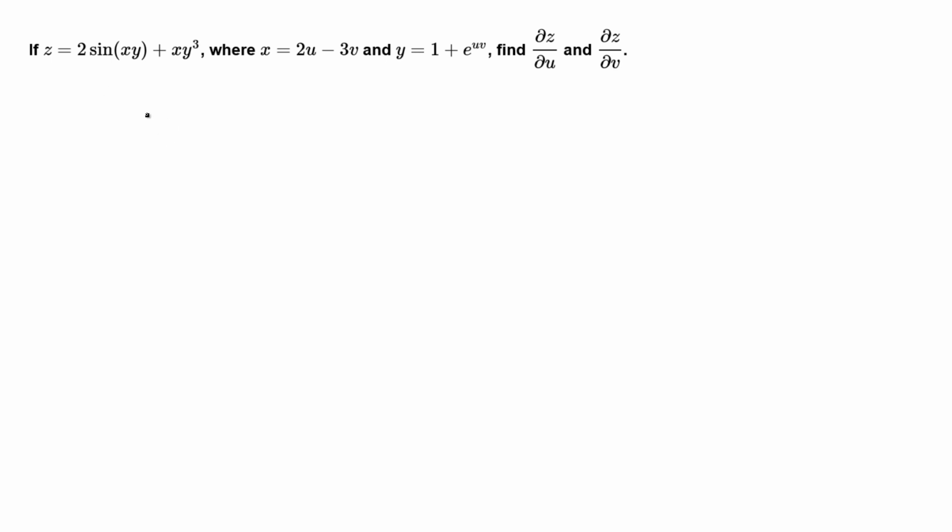So we have g, which is a function of x and y, and x is a function of u and v, y is also a function of u and v. So when we find partial of g with respect to u, the first one, we go through this branch, u and u here.